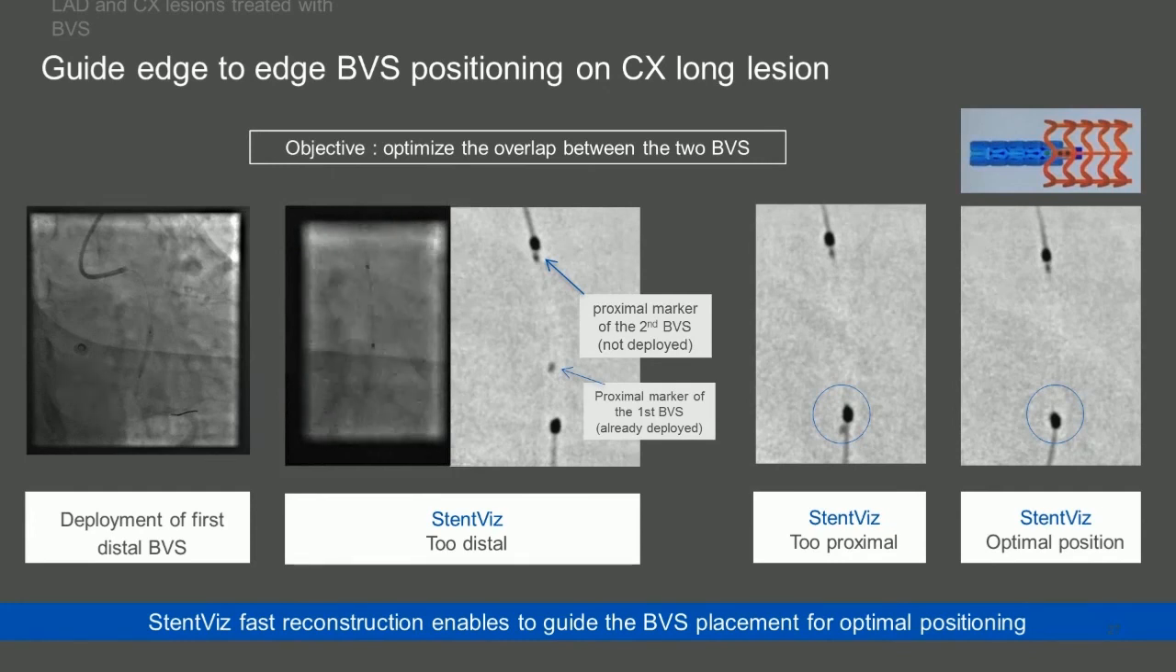So with stent vis, it is very quick, very useful to use it in daily practice to optimize the positioning of the second BVS. Here we are a little bit too proximal. The optimal positioning is when you have the marker of the distal BVS here, the marker of the proximal BVS here, and at the middle, the marker of the balloon.